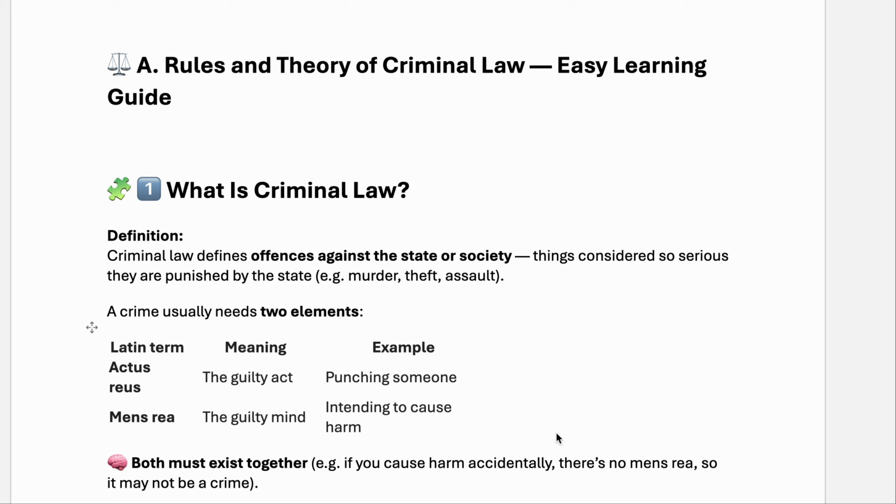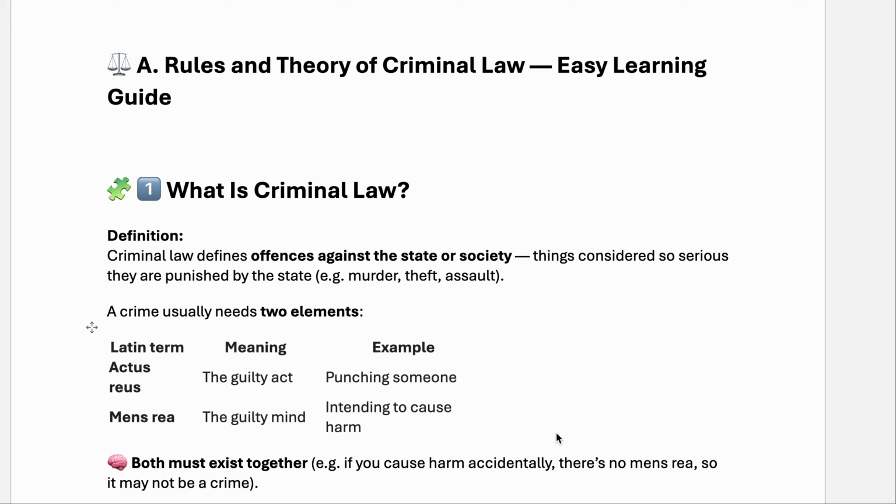Rules and theory of criminal law. Let's start with the definition. Now, criminal law in a nutshell is the branch of the legal system that decides what counts as unacceptable behaviour in society. It is the ultimate referee blowing the whistle when someone crosses the line.